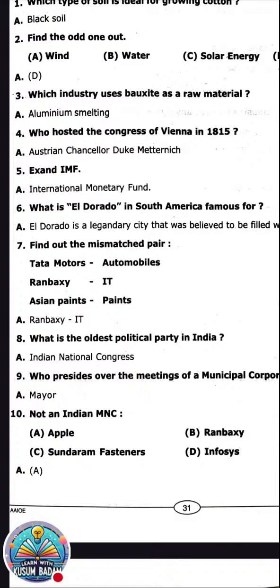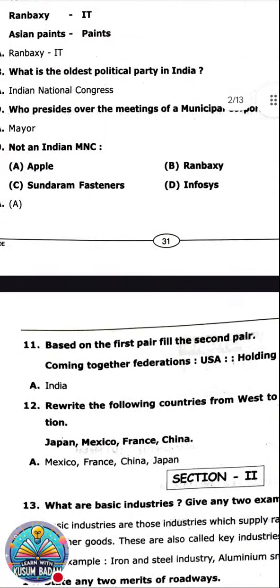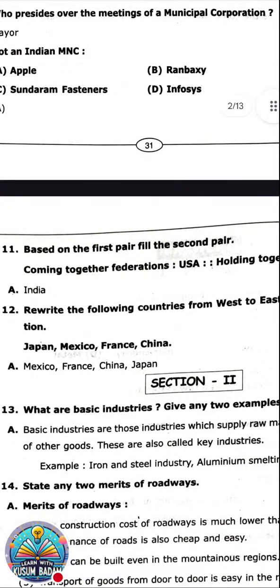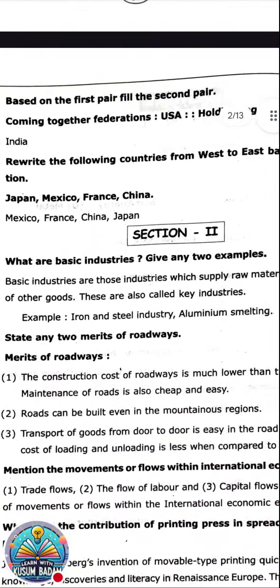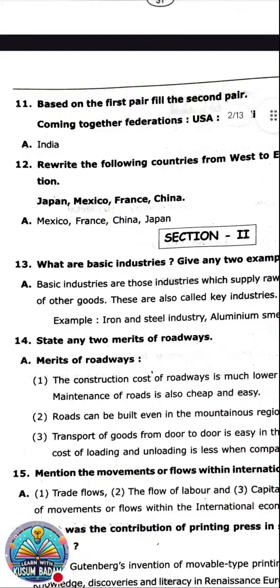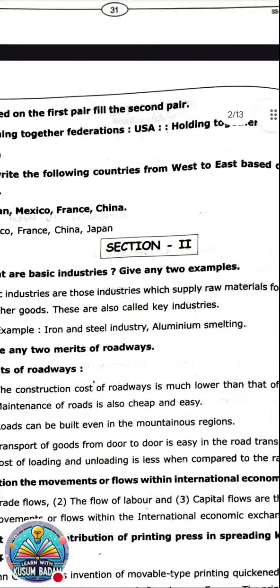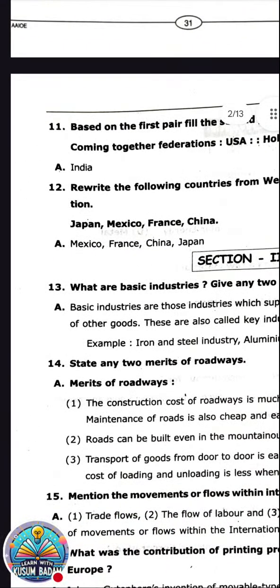Okay, now this got completed. Now the next one, 11th question, based on the first pair, fill the second pair. Coming together federation, USA. Holding together federation. So if you remember, holding together is India, coming together is USA.